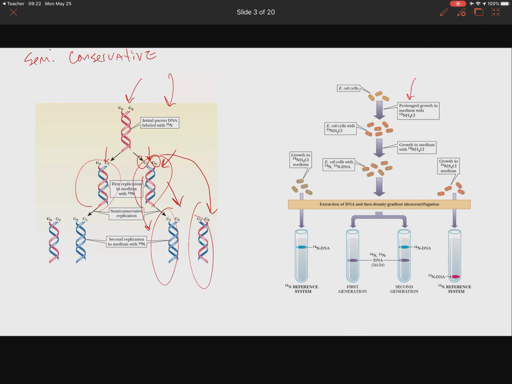Later, they centrifuge this to see the different banding, and we see that if it had been solely N14 DNA, it would band near the top. If it was solely N15 DNA, it would band near the bottom. But what we see in both of the daughter cells is that it bands right in the middle, indicating that one of their strands is N15 and one of their strands is N14.